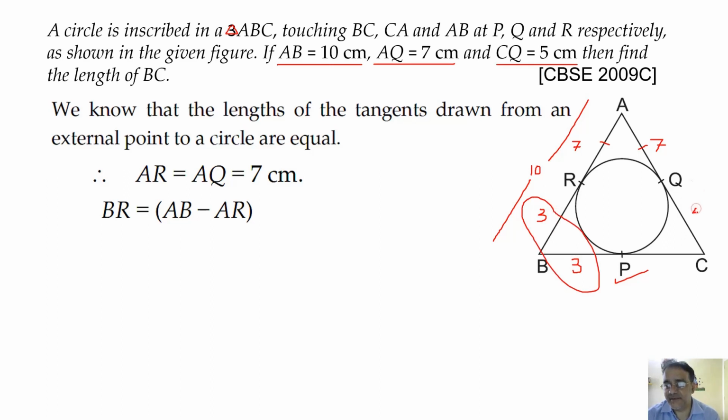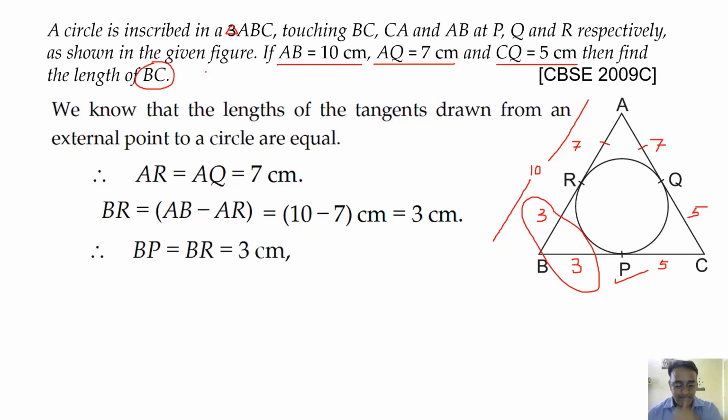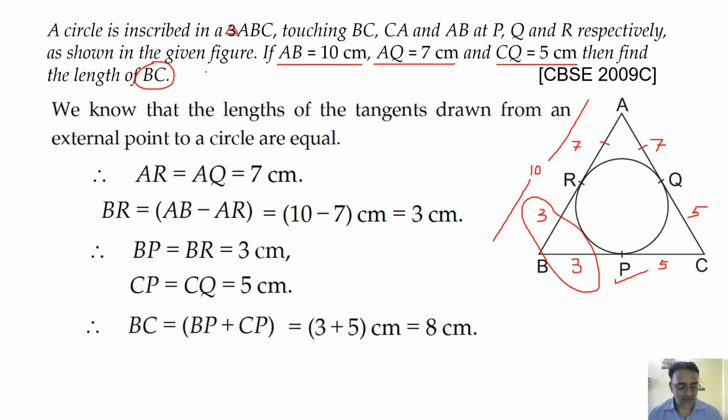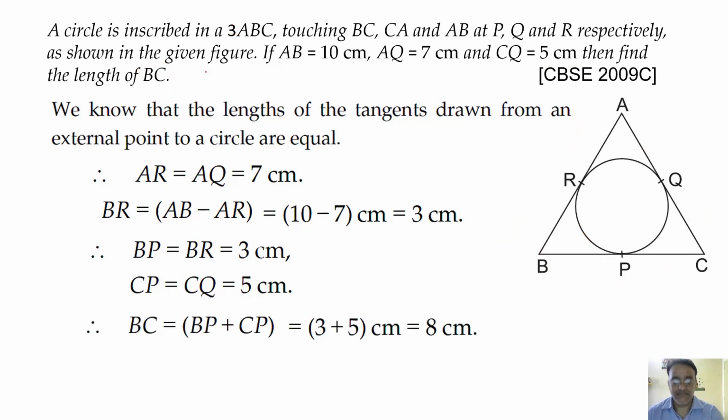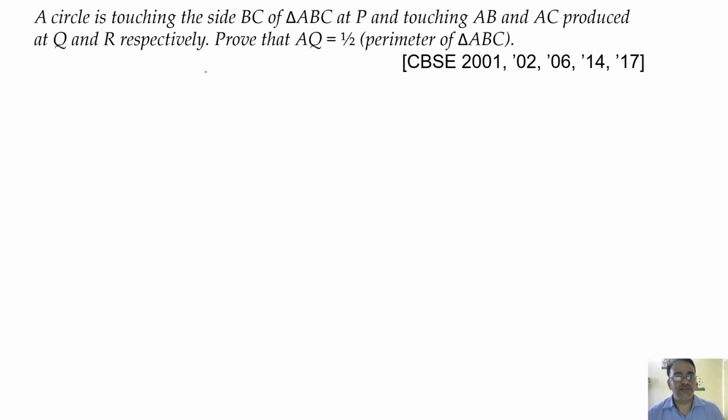And already CQ is given 5 centimeter. So CP कितना होगा? 5 centimeter. So finally we can calculate now. We can calculate BC. What is the length of BC? 8 centimeter. Right. BP plus CP, that is 3 plus 5, 8 centimeter. Any doubt in this question? No, sir. Okay.